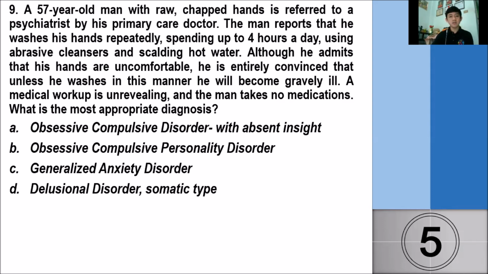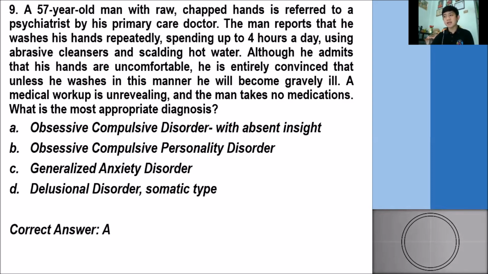A. Obsessive-compulsive disorder with absent insight. B. Obsessive-compulsive personality disorder. C. Generalized anxiety disorder. Or D. Delusional disorder, somatic type. Time is up. The correct answer is letter A. Obsessive-compulsive disorder with absent insight. Absent insight is the specifier.